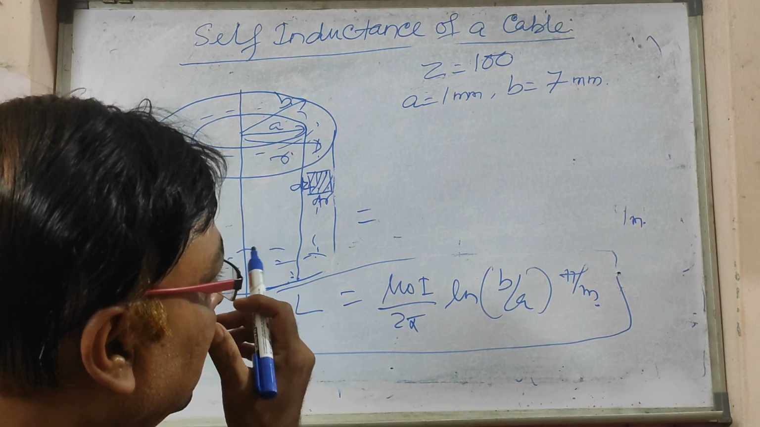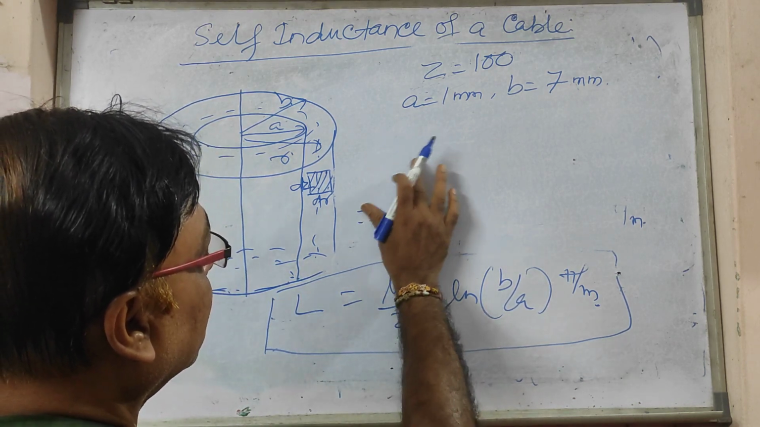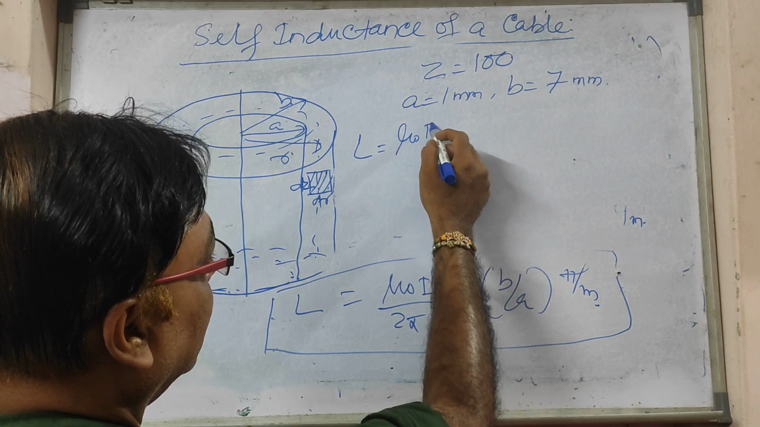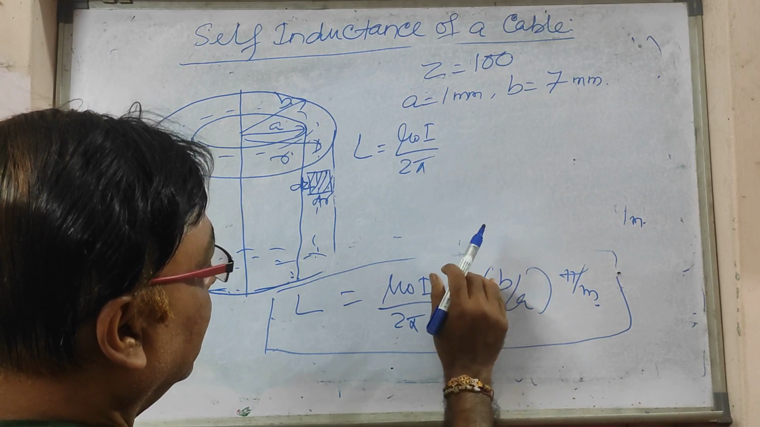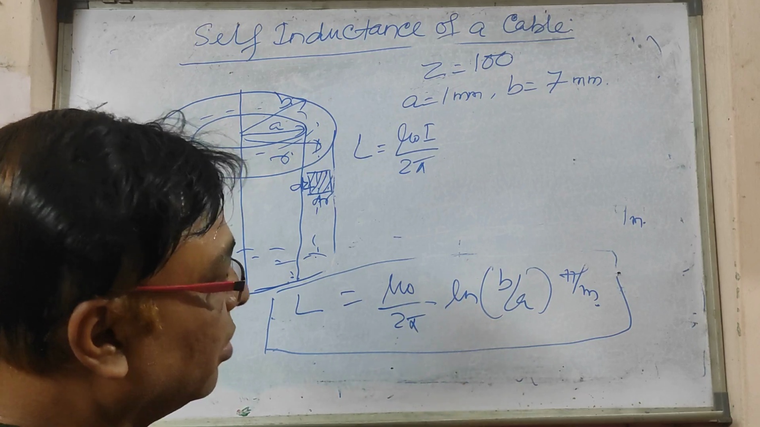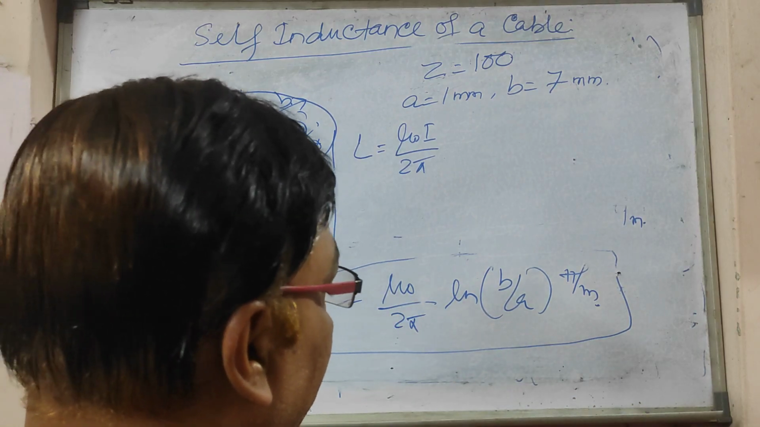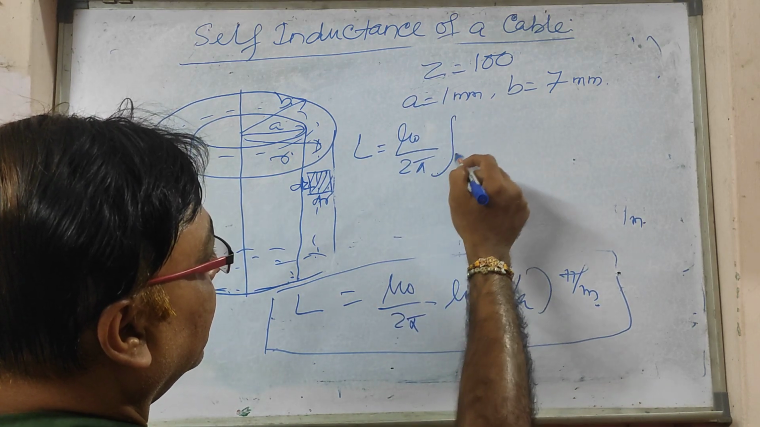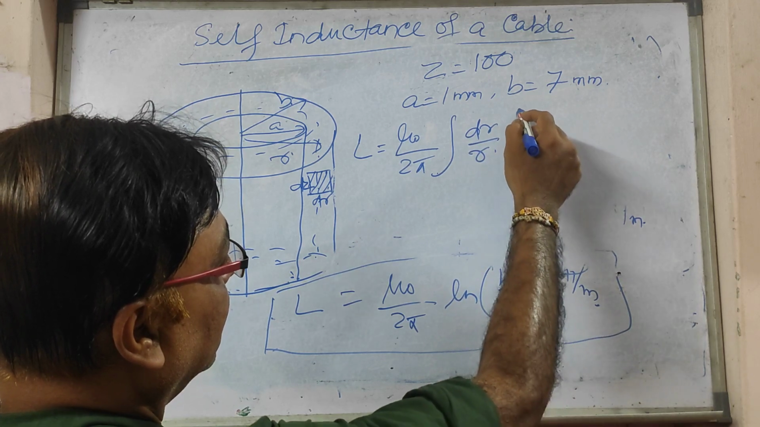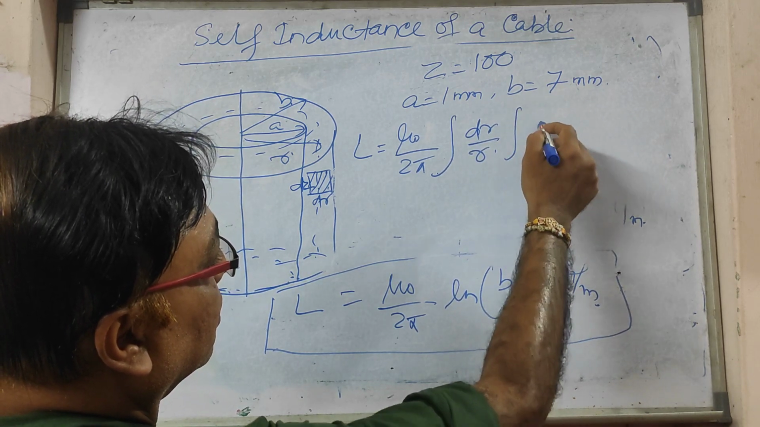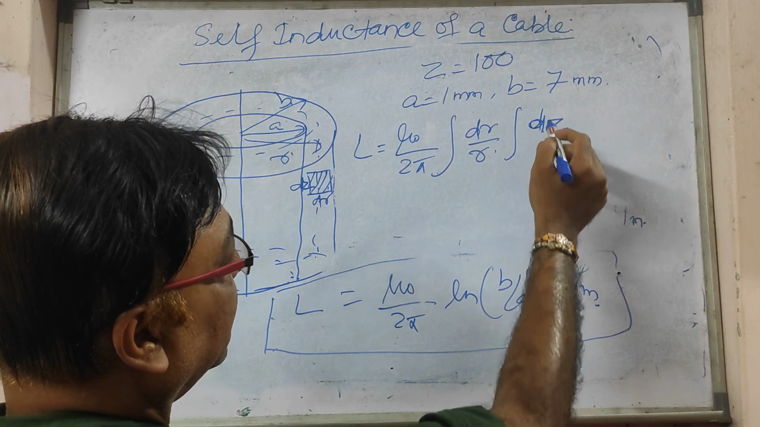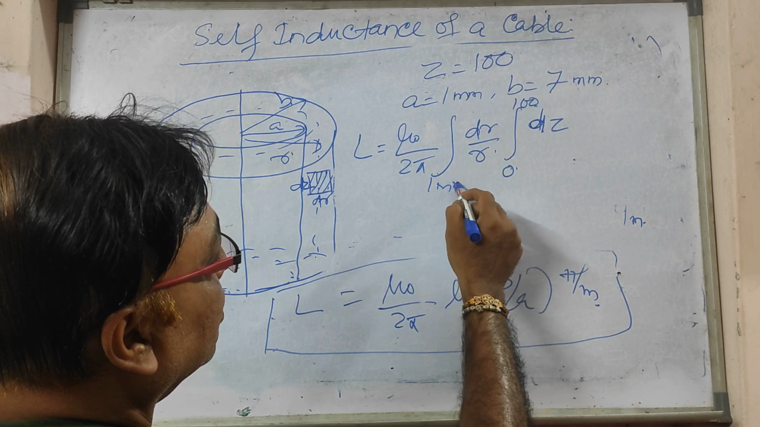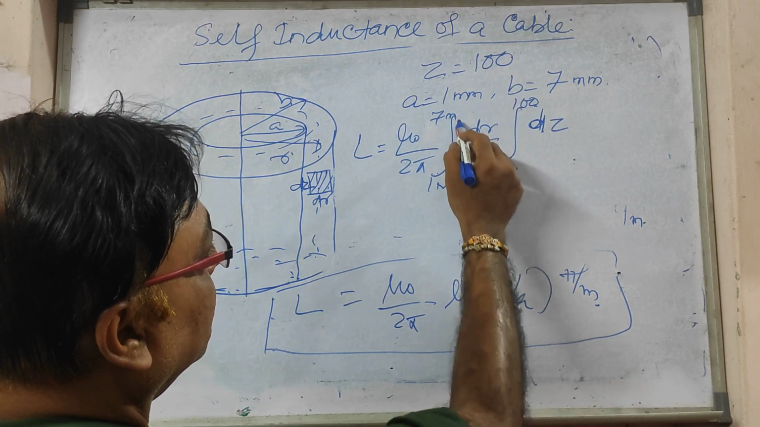As you have calculated, L will be mu 0 I divided by I, so L will be mu 0 by 2 pi, I won't be there because I already gets cancelled. So it will be mu 0 by 2 pi, and we can say it will be integral of dr by r and integral of dz, where z varies from 0 to 100, and r is varying from 1 millimeter to 7 millimeter.